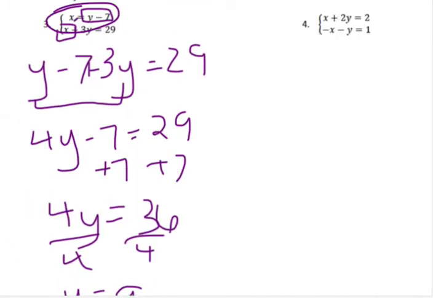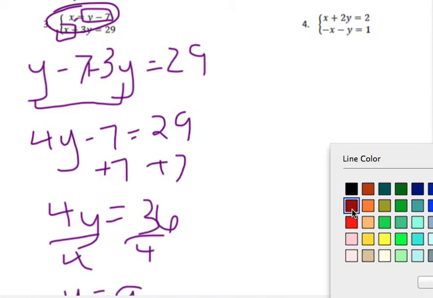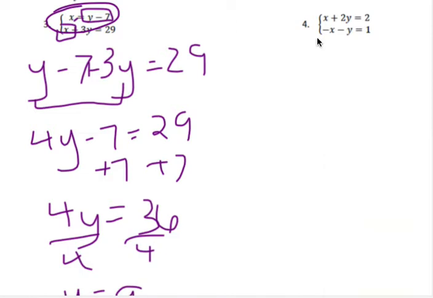Taking a look at number 4. To me, number 4 makes the most sense to use elimination. I see that my x's already have same number opposite signs, which means I can go ahead and add down the columns. X minus x is going to cancel out. So I can just get rid of that. 2y minus y is going to give me y, and 2 plus 1 is going to give me 3. So now I know that y is equal to 3.